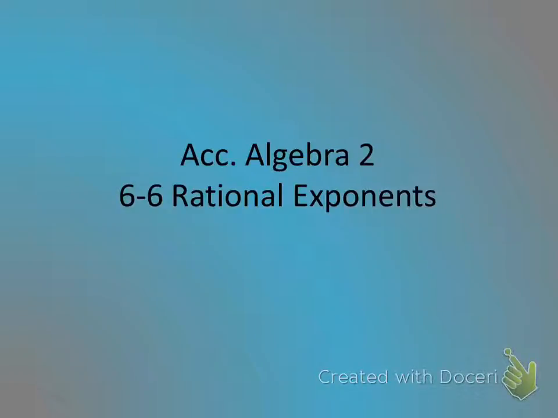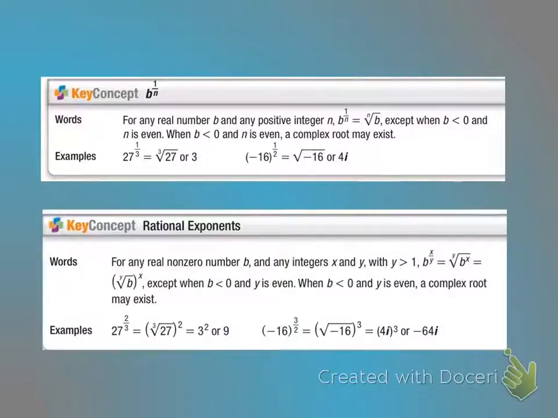Alright, so this guy's a 6.6. Rational exponents. Let's go. A rational exponent. It is an exponent that is a fraction.